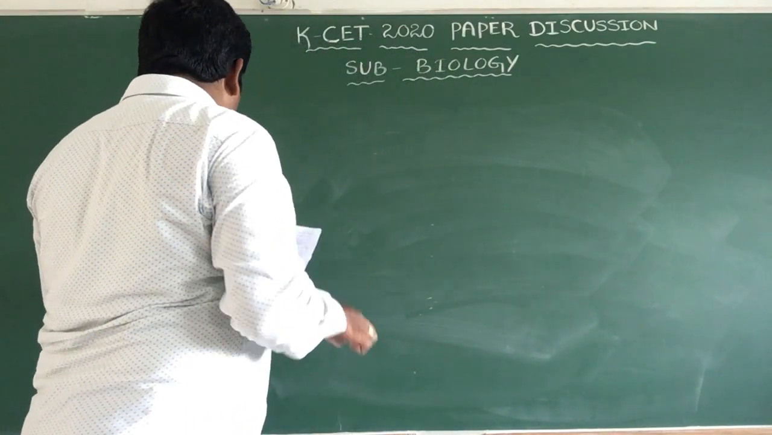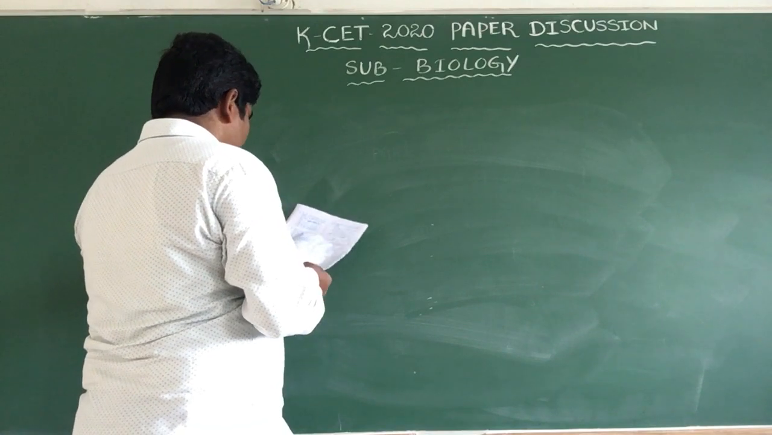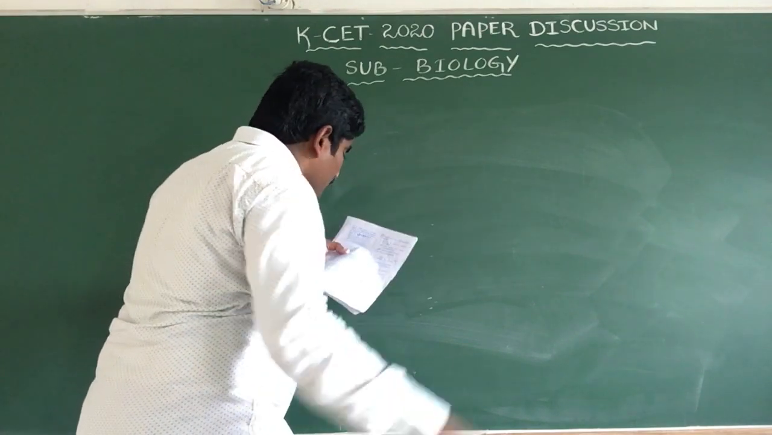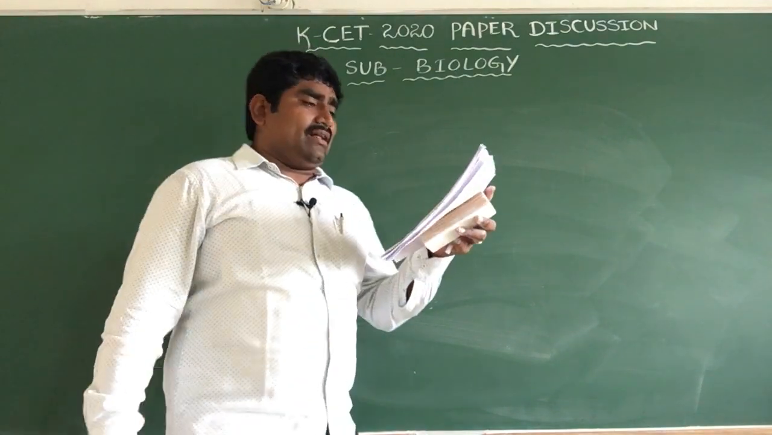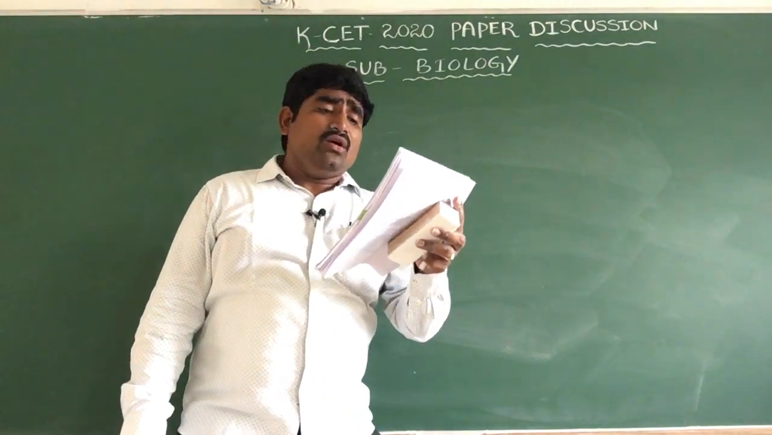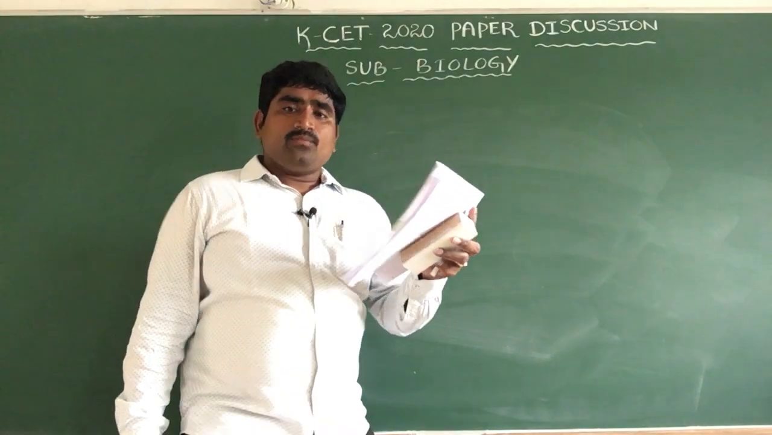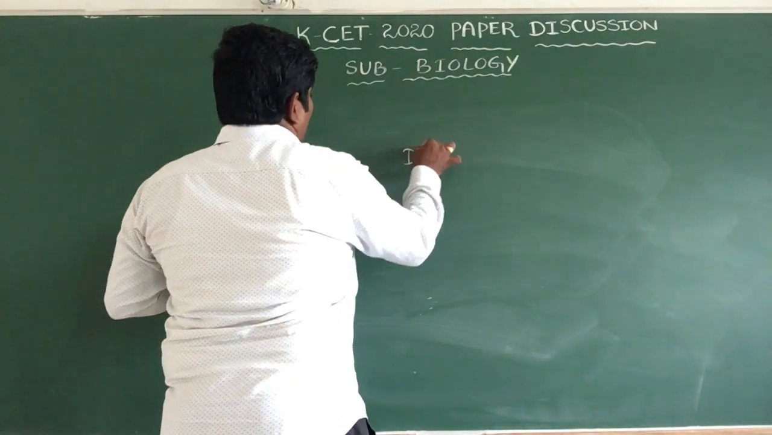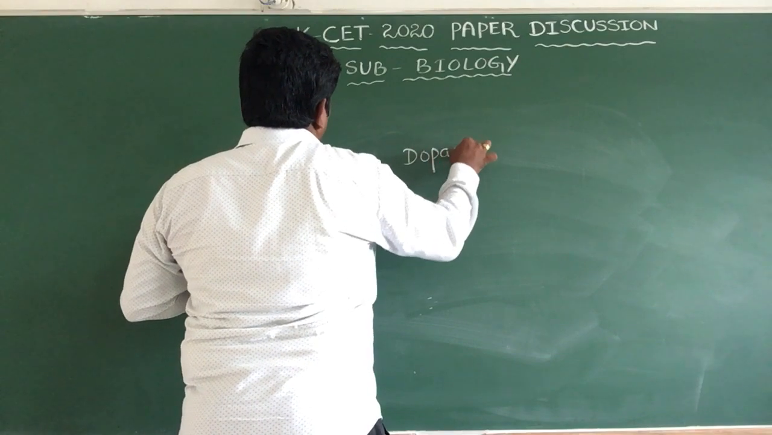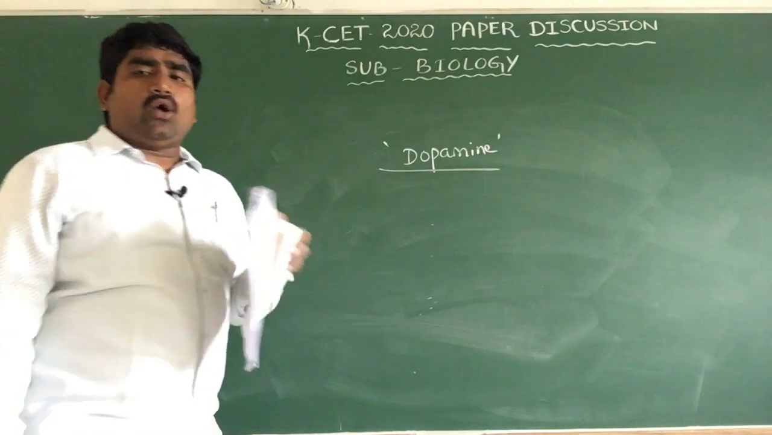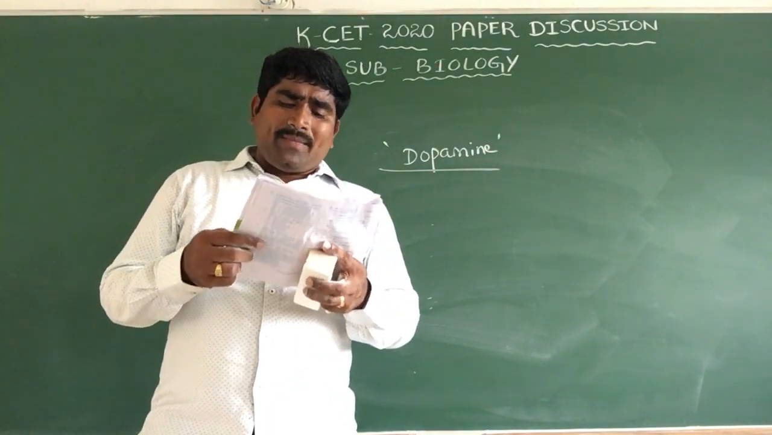The next question is about the transportation of neurotransmitters. Which neurotransmitter is interfered with by cocaine? Cocaine interferes with dopamine. So dopamine is the answer.